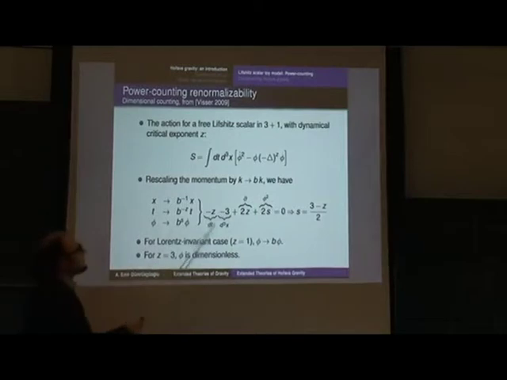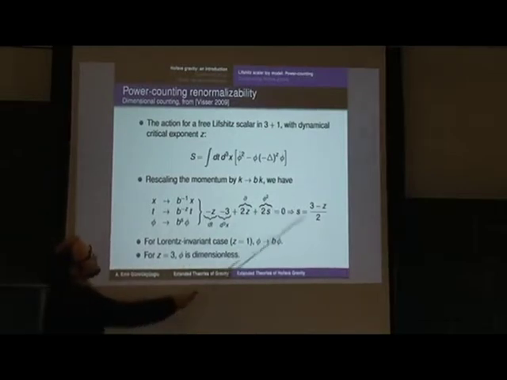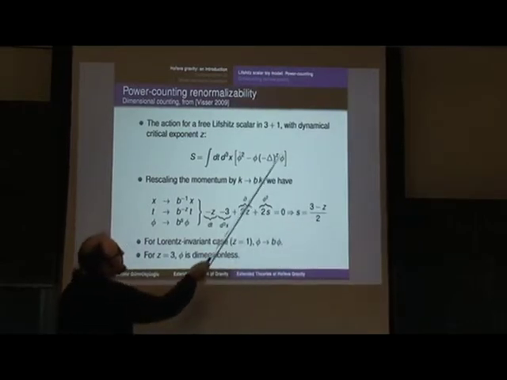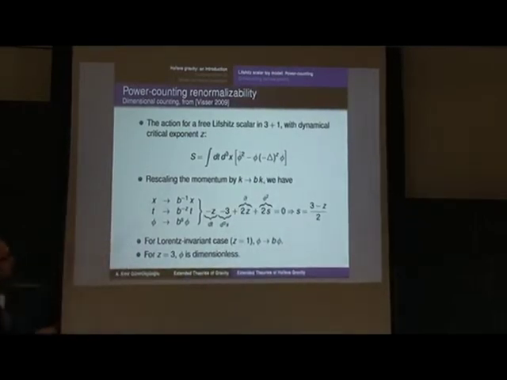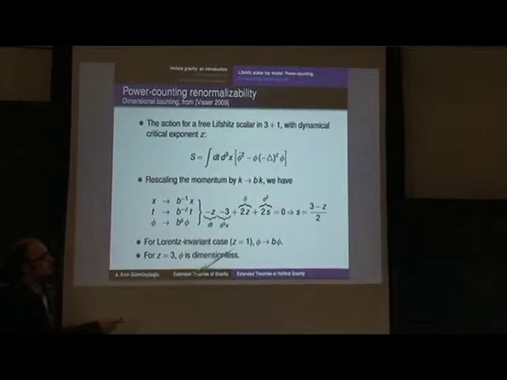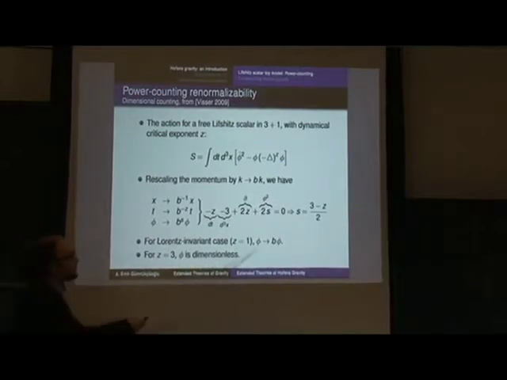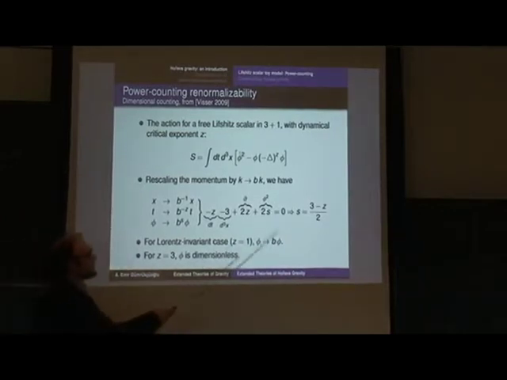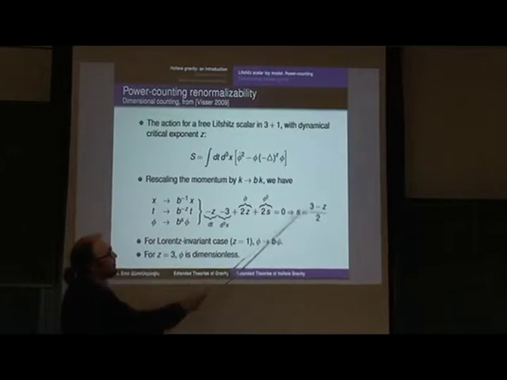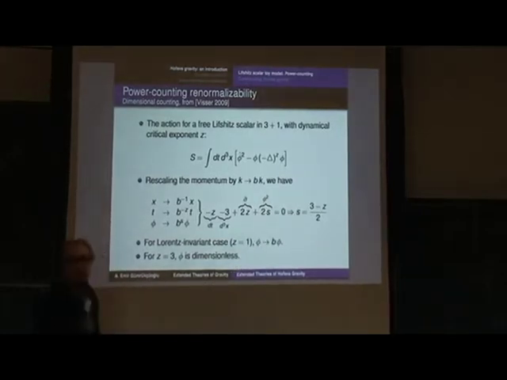And if you look at this, you can calculate the momentum dimensions of the scalar, and you get something that depends on this power z. And to put it into perspective, in the Lorentz invariant case, when you have z equals 1, you get the usual scalar field, which has momentum dimension 1. On the other hand, you can also see that if z equals 3, you get dimensionless scalar fields.